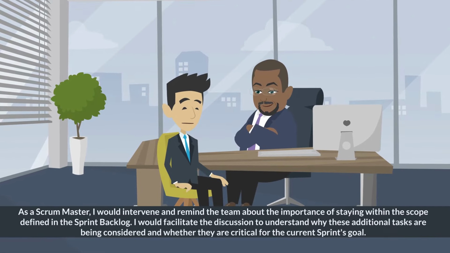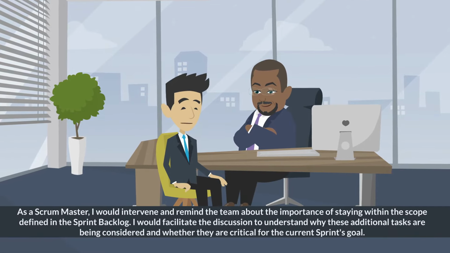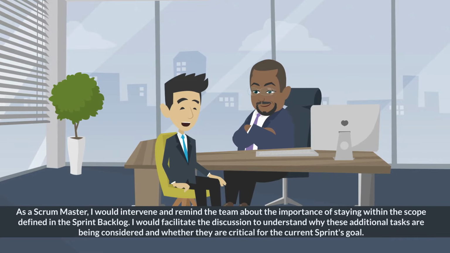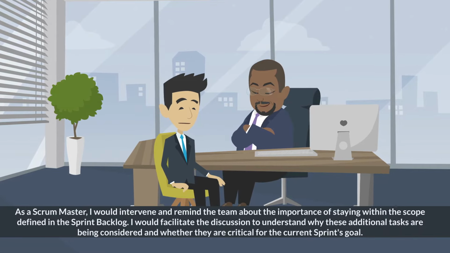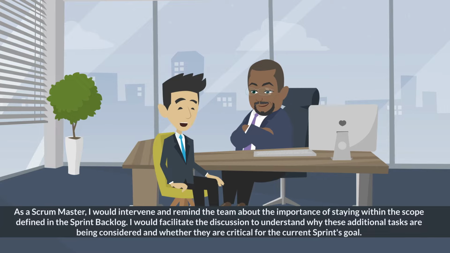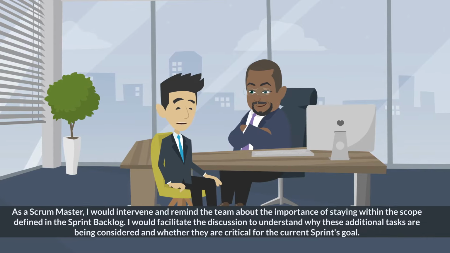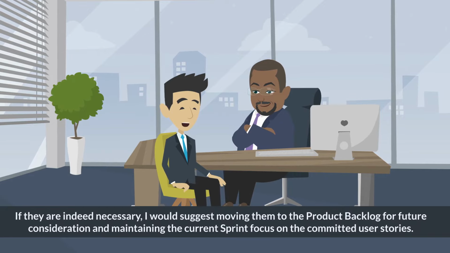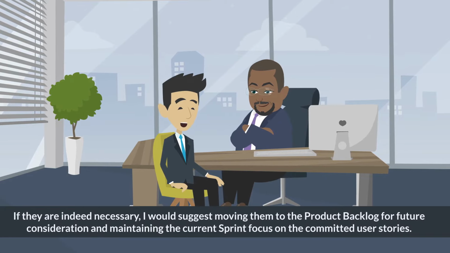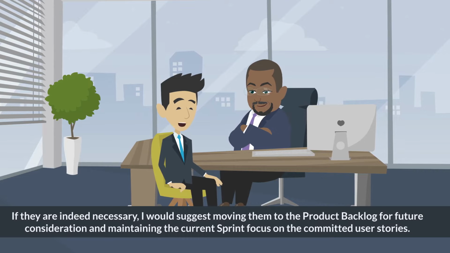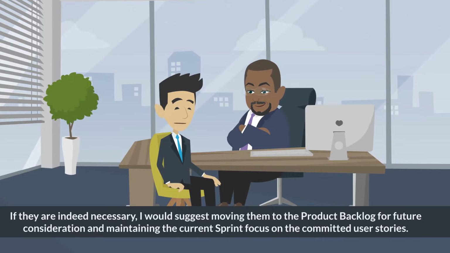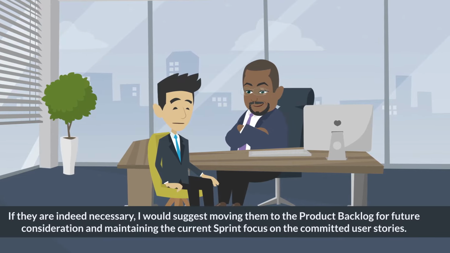As a Scrum Master, I would intervene and remind the team about the importance of staying within the scope defined in the sprint backlog. I would facilitate the discussion to understand why these additional tasks are being considered and whether they are critical for the current sprint's goal. If they are indeed necessary, I would suggest moving them to the product backlog for future consideration and maintaining the current sprint focus on the committed user stories.